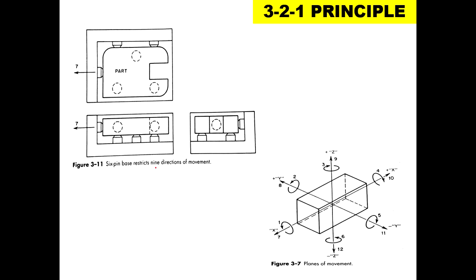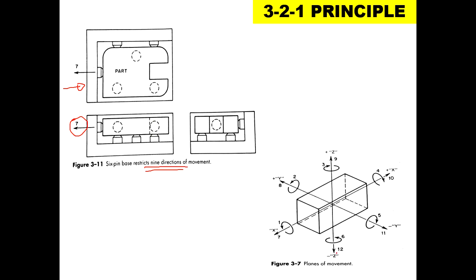Now the last pin, 3 to 1. So 3 pins at the base, you can see 2 pins on one side and 1 pin on the another side. So one more pin we are adding from the another side. This will complete your 3 to 1 principle: 3 pins at the base, 2 pins on one side and 1 pin on the another side. Because of this 1 pin, number 7, which is the positive x, will be restricted. So total degrees of freedom restricted are 5 plus 3 plus 1, that is 9. So these 9 directions of movement will be restricted by this 3 to 1 principle.